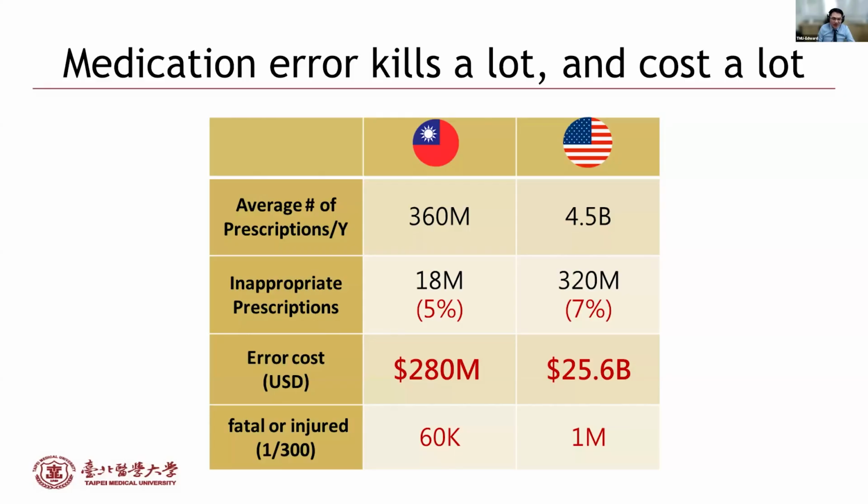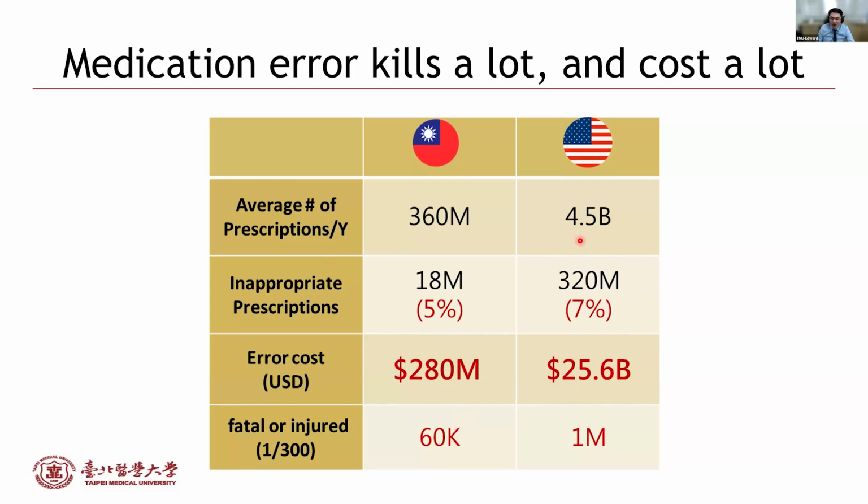So we will say medication error kills a lot and costs a lot. Like in Taiwan, we have about 360 million prescriptions per year. For inappropriate prescriptions, where the prescription may be something wrong, it's about 5%. Let me use this one. It's 5%, so the error cost will be 280 million, and maybe you will induce injury or death in about 60,000 patients.